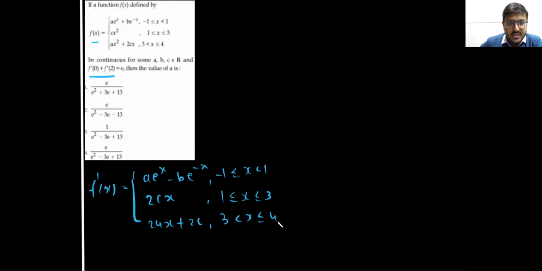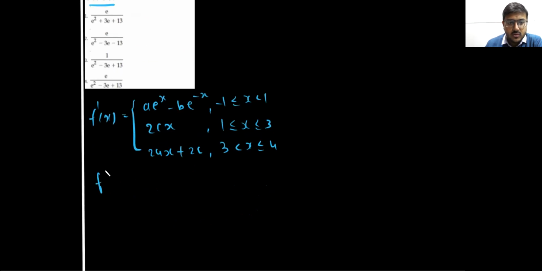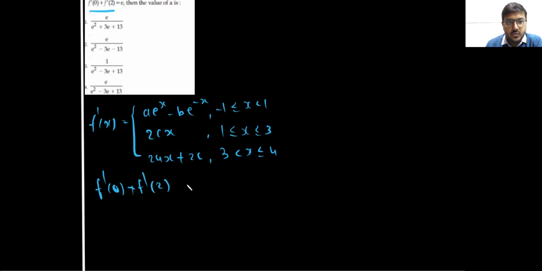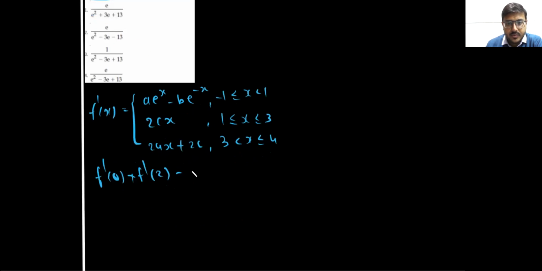The very first condition is f dash of 0 plus f dash of 2 is equal to E. So f dash of 0 must belong to this particular case. So A minus B plus f dash of 2, which will be from here 4C, is equal to E.